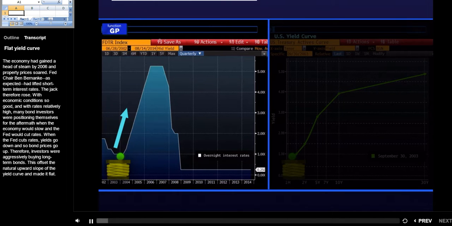The economy had gained a head of steam by 2006, and property prices soared. Fed Chair Ben Bernanke, as expected, had lifted short-term interest rates. The jack, therefore, rose.